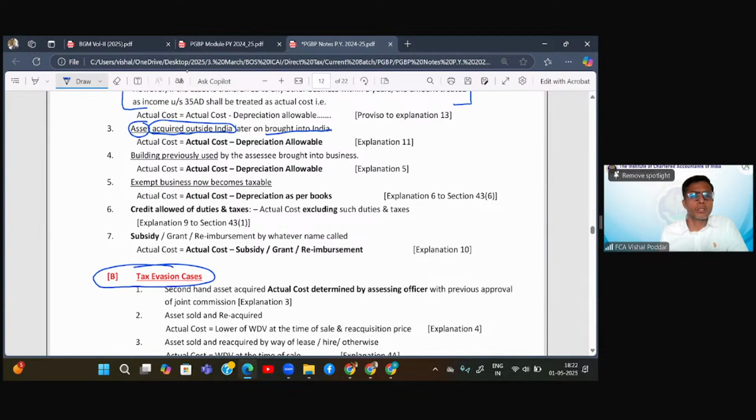What will be the actual cost? The actual cost will be the cost at which you purchased or acquired minus whatever depreciation you have claimed or whatever depreciation was allowable outside India.